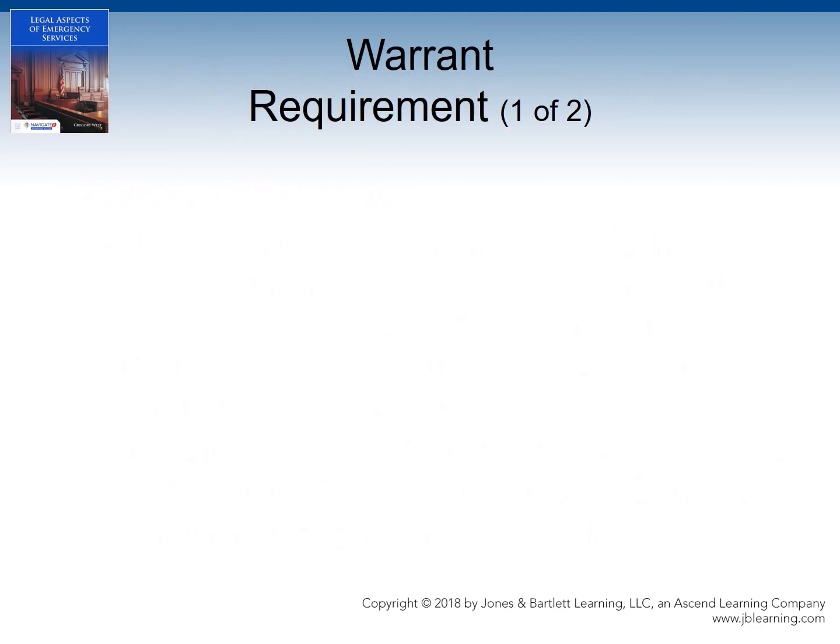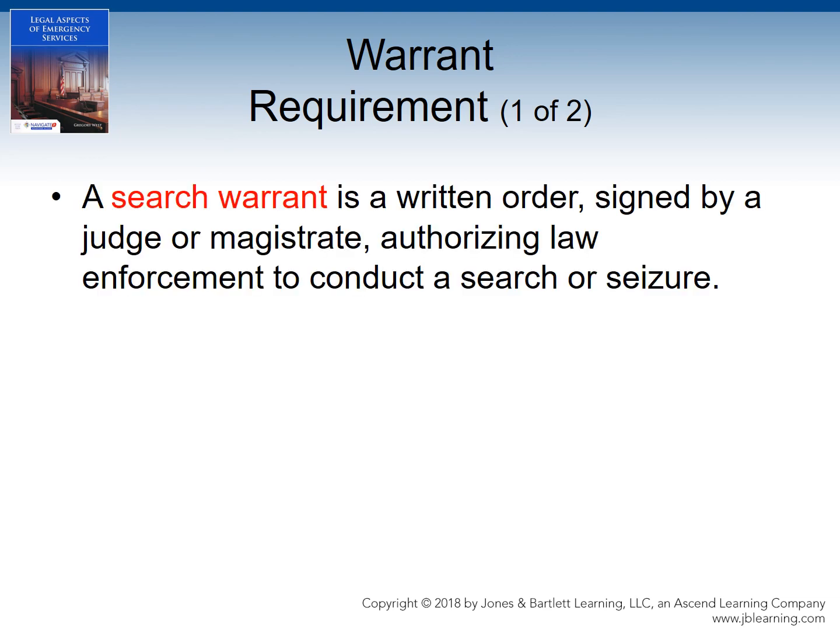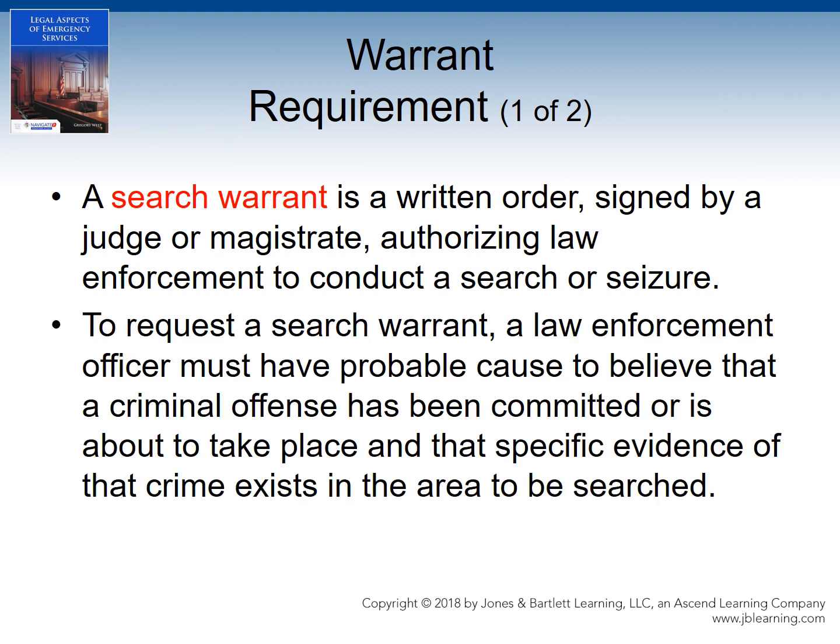The Fourth Amendment guarantee to be free from unreasonable governmental searches and seizures gives rise to something known as a warrant. There are two types of warrants we will discuss over the next few slides. The first is a search warrant, which is a written order signed by a judge or magistrate that authorizes law enforcement to conduct a search or seizure. To obtain a search warrant, the governmental agent, commonly the police, must have probable cause to believe that a criminal offense has been committed or is about to take place, and that specific evidence of that crime exists in the area to be searched.